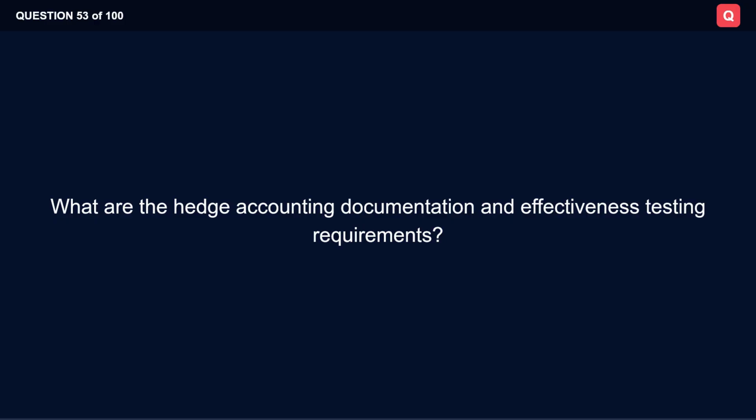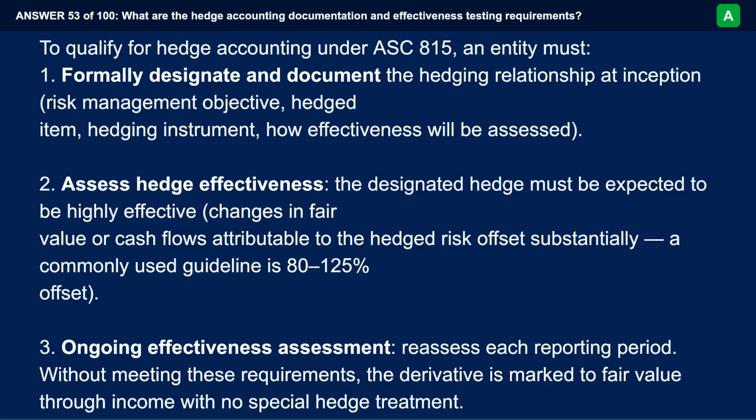What are the hedge accounting documentation and effectiveness testing requirements? To qualify for hedge accounting under ASC 815, an entity must: 1. Formally designate and document the hedging relationship at inception: risk management objective, hedged item, hedging instrument, how effectiveness will be assessed.